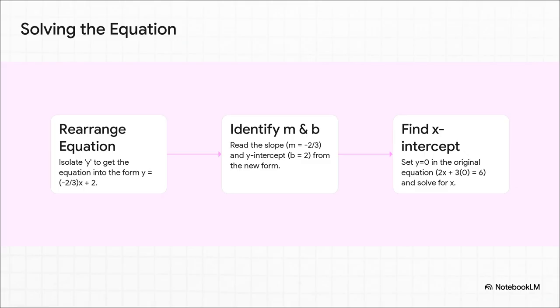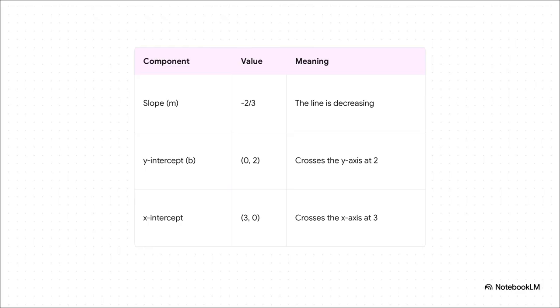It's a 3-step process. First, we've got to get y all by itself. So, we subtract 2x from both sides, then divide everything by 3. And just like that, it's in our magic y equals mx plus b format. Now we can literally just see that the slope, m, is negative 2/3, and the y-intercept, b, is 2. Easy. For the x-intercept, we just pop a 0 in for y in the original equation and solve for x. And there are our final answers all laid out. The slope is negative, which tells us the line goes down from left to right. It crosses the vertical y-axis at 2, and it crosses the horizontal x-axis at 3. See? Not so bad at all.